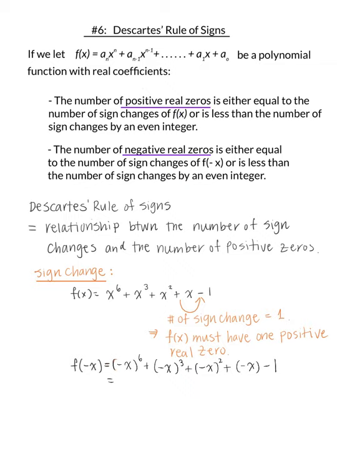So this is just going to be positive x to the 6, and negative x whole quantity cubed is going to become negative x cubed. And then negative x whole quantity squared becomes positive x squared, so you're going to have plus x squared. And the next one's going to be minus x and then minus the 1. All right, now it's simplified enough.